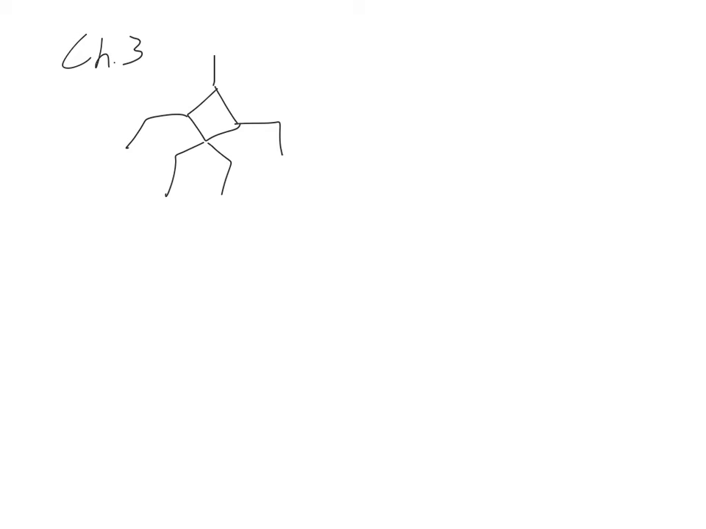So in naming nomenclature, the biggest part is always finding the parent chain or the root name. And if you have rings, the ring always is the parent chain or parent name. So in this case, if I circle this, that is the parent chain root name here. So that would be a butane. And since it's in a ring, we say cyclobutane. Everything else is just built off of that.